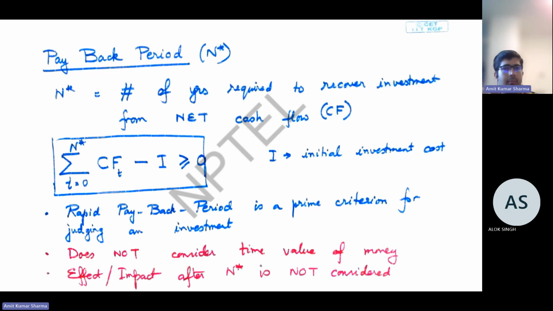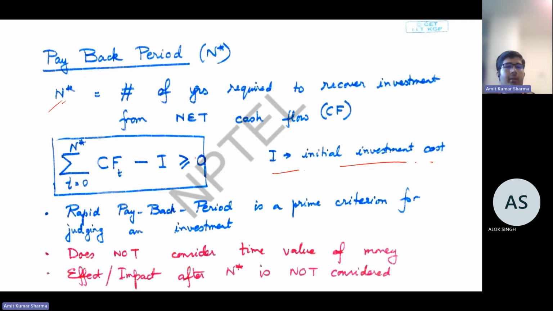Payback period is the number of years required to recover the investment from net cash inflow. This is the formula: from T0 to N star will be the payback period, where the sum of cash flow T minus I should be greater than or equal to 0. I will be the initial investment cost. So a rapid payback period is a prime criterion for judging an investment.